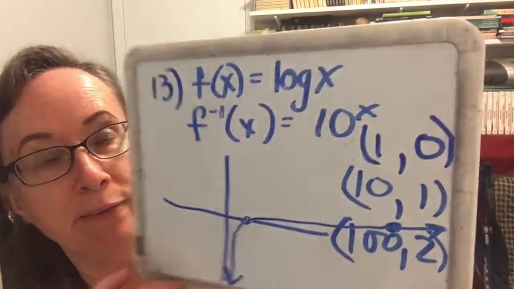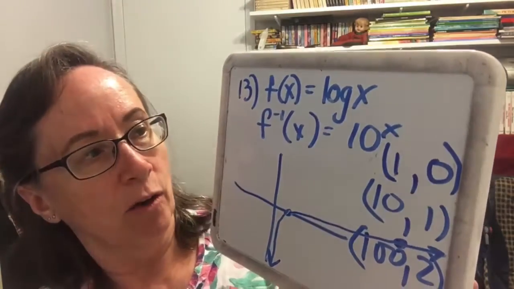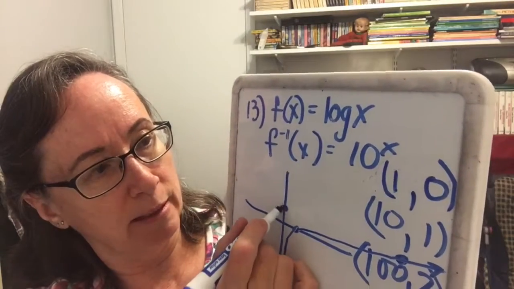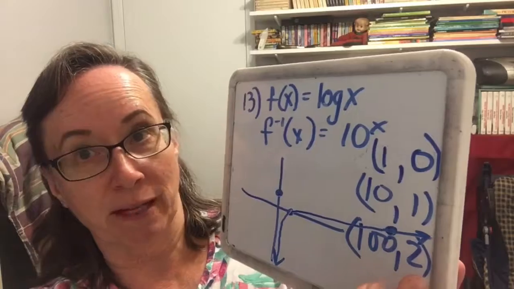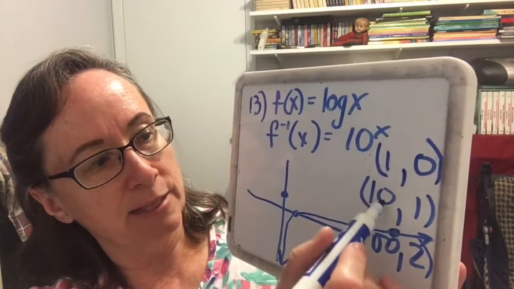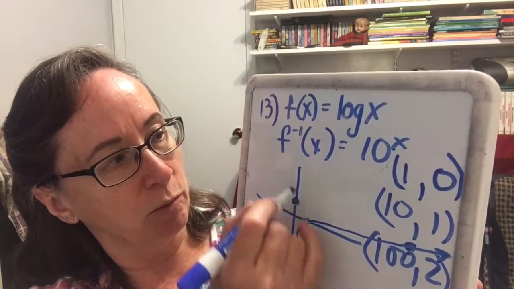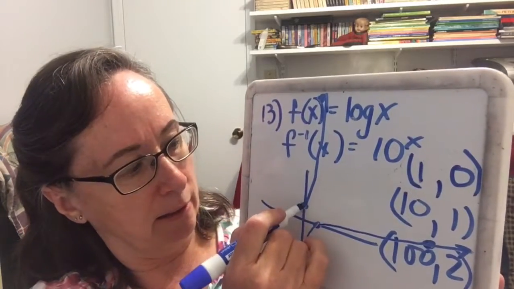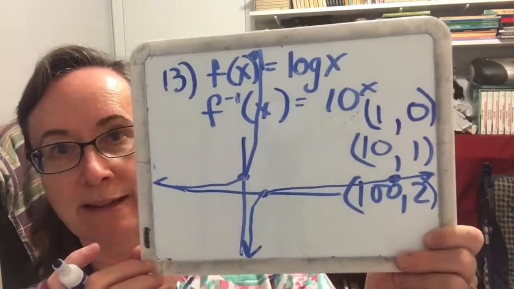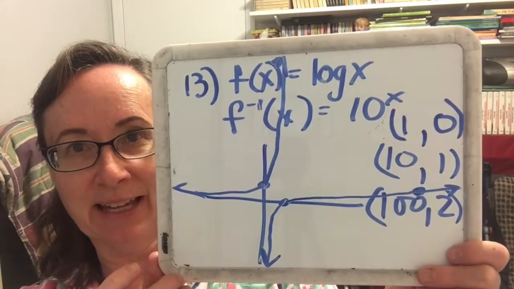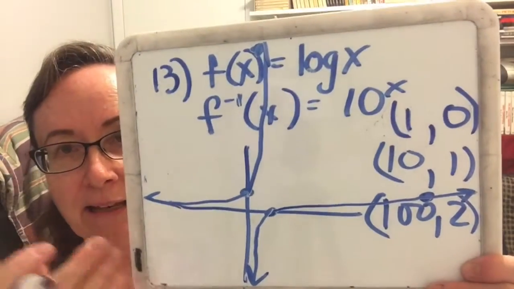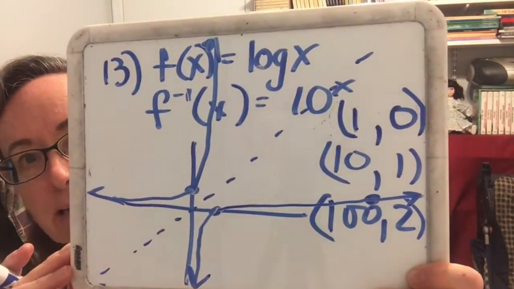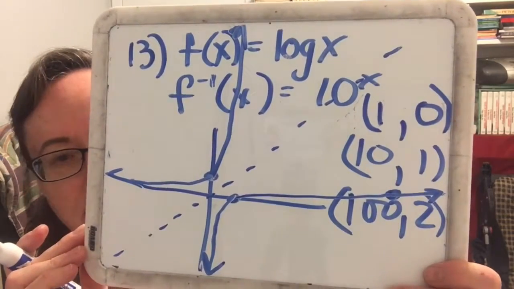Okay, so now what about this one right here, 10 to the x? Won't that be pretty tight to the y-axis there? Remember, each one of these points is going to flip because it's an inverse. So instead of (10, 1), we're going to have (1, 10). When we get to 1, we're going to go way up there to 10, and it's not going to touch the axes. Okay, so that one was number 13. And notice that the two inverses will reflect across the line y equals x, always.